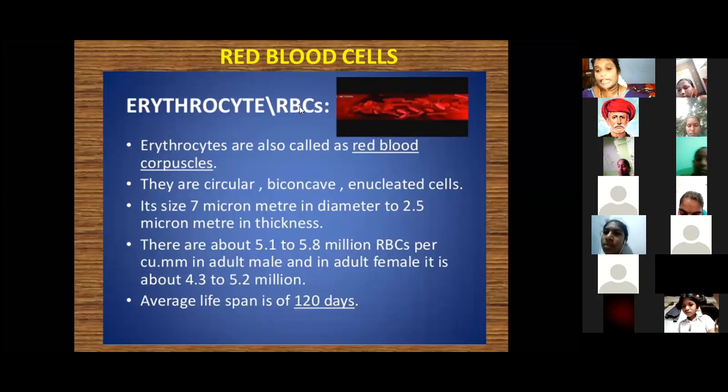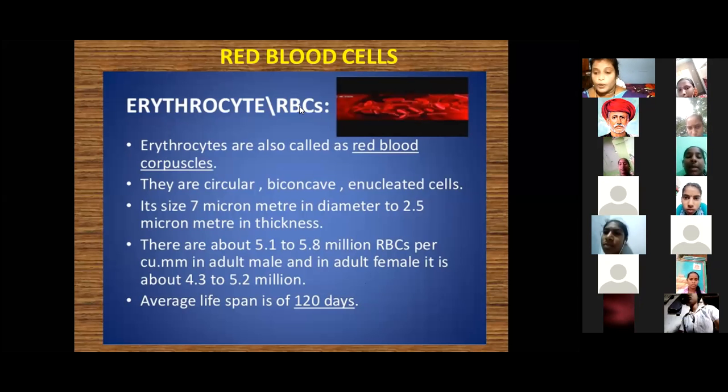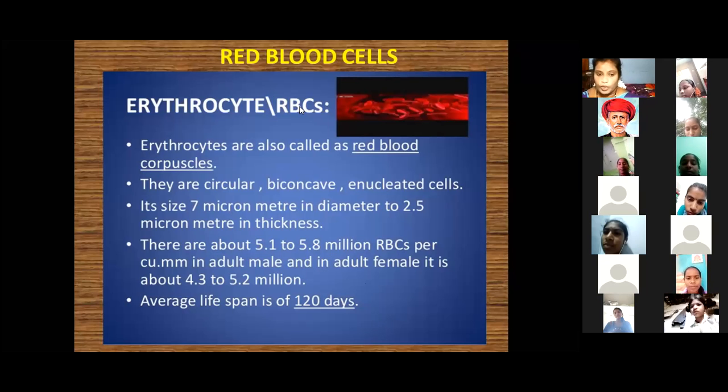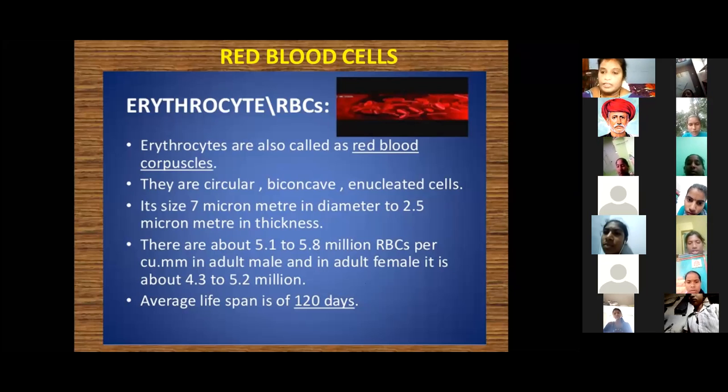Red blood cells, the average lifespan of RBC is how much, ma'am? 120 days. The average red blood cell lifespan is 120 days. Can you understand this slide, ma'am? Shall I move to the next slide?